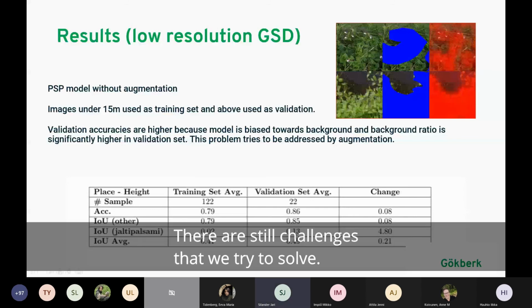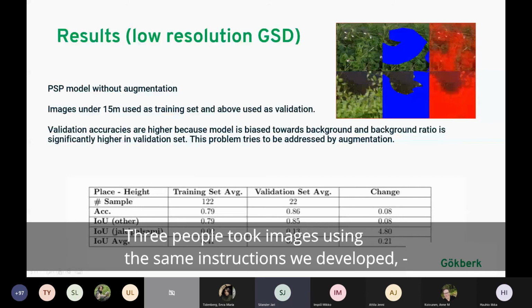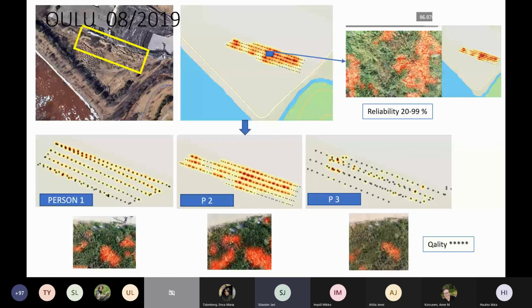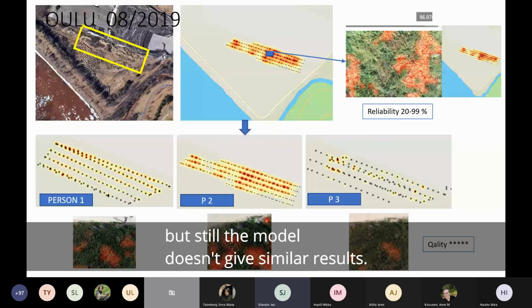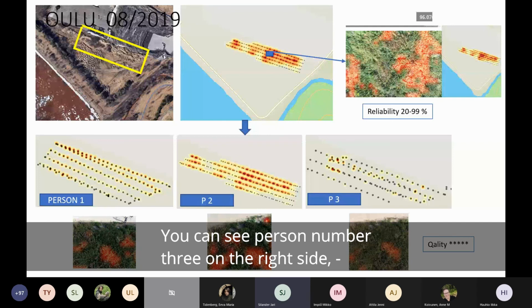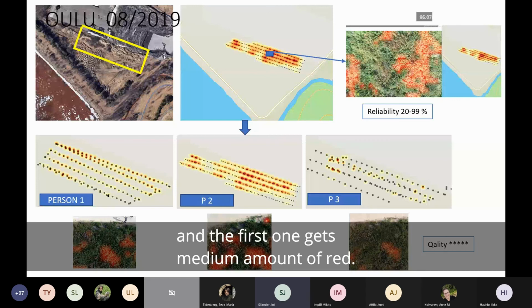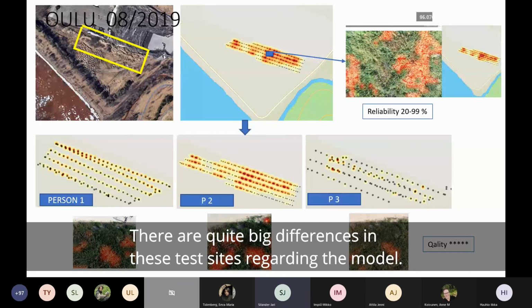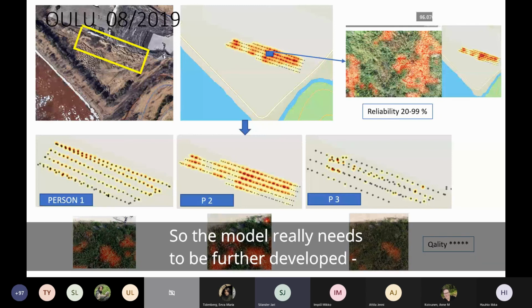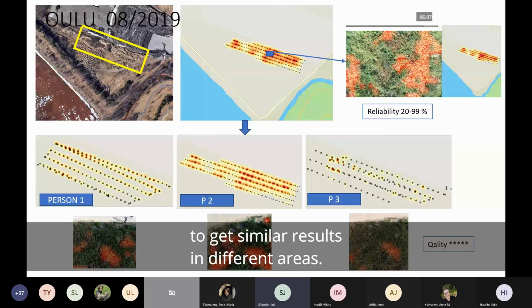There are still challenges that we have tried to solve. These are 3 people who took images using the same instructions we developed, but still the model doesn't give similar results. You can see person number 3 on the right-hand side. You will see there's a little red in the same area, but the second person gets a lot of red and the first one gets a medium amount of red. So there are quite big differences in these test sites regarding the model. The model really needs to be further developed to get similar results in different areas.